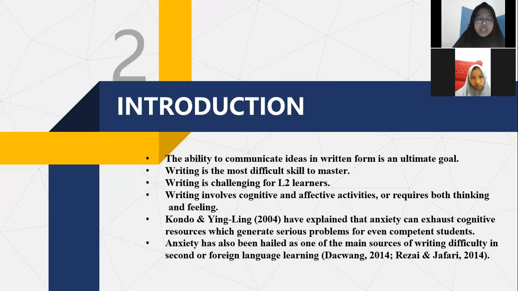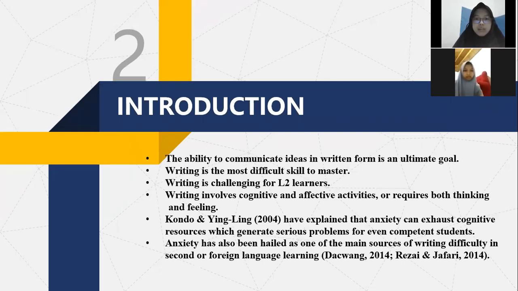And let's move on to the introduction. Here are some points in the introduction of this research. The first one is that the ability to communicate ideas in written form is an ultimate goal of learning English. Foreign language learners consider writing the most difficult skill to master, as writing is challenging for second language learners because it involves cognitive and affective activities, that is, both thinking and feeling.